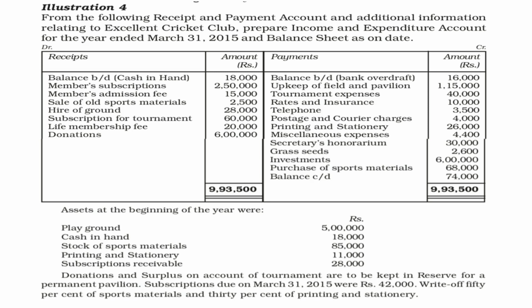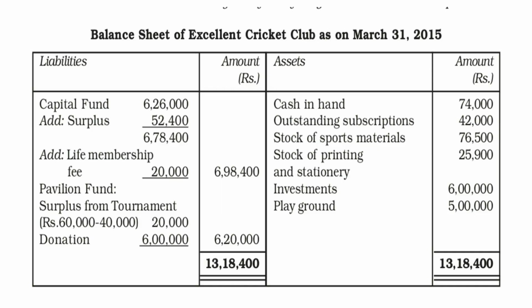Left to take the reserve for a permanent pavilion which is to be created out of donations and surplus on account of tournament. Subscriptions for tournament is 60,000. From that, tournament expenses rupees 40,000 is deducted. Remaining rupees 20,000 is added to donations rupees 6 lakh, and the total rupees 6 lakh 20,000 is taken in the outer column.